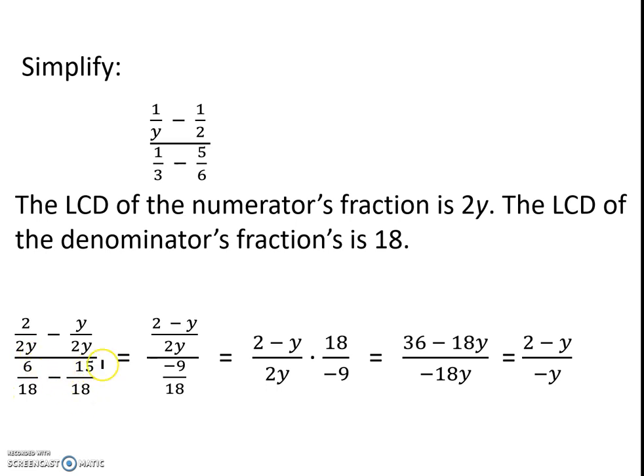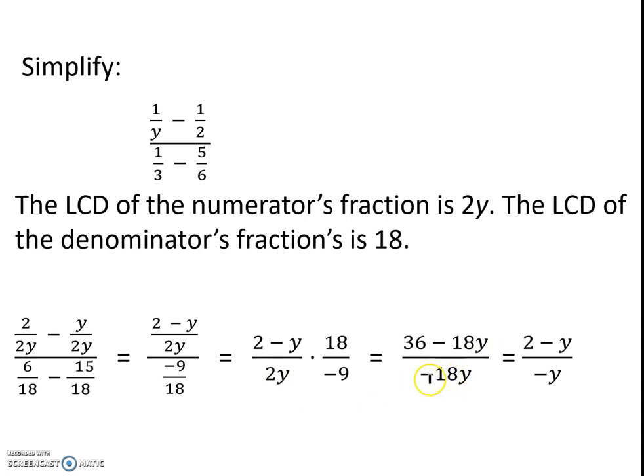Well, if we have 6 minus 15, that's a negative 9 over 18. We now multiply by the reciprocal, so we have 18 times 2 minus y, which is 36 minus 18y. We have a negative 9 times our 2y, which is a negative 18y.